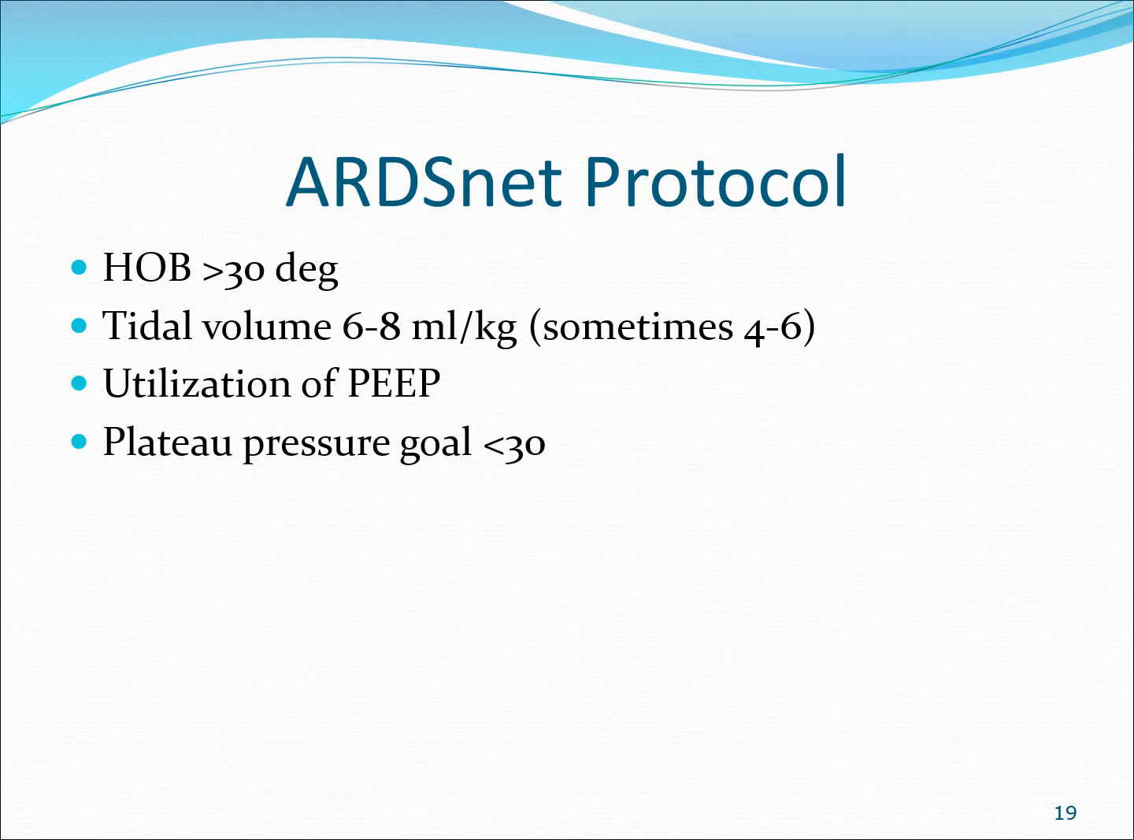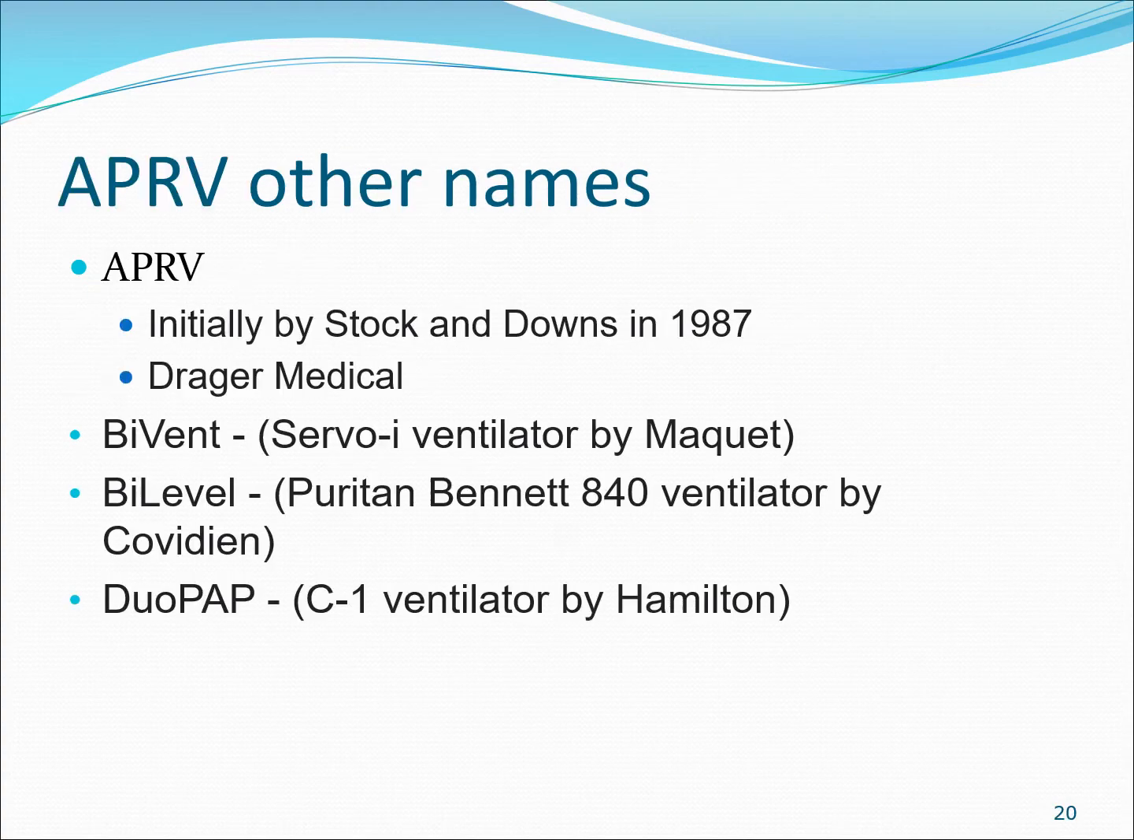Also, you need to utilize PEEP. People are afraid of PEEP, but if someone needs a PEEP of 25, they need a PEEP of 25. A PEEP of 5 doesn't cut it. The whole purpose of PEEP is to keep the alveoli open so they don't collapse. And then ultimately, you want to keep your plateau pressures less than 30. So that's a little background on the ARDSnet protocol, which is really valid up to today's point.